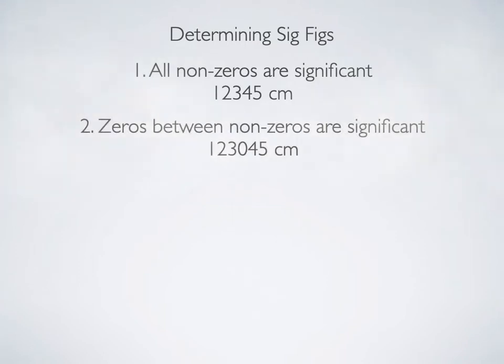Rule number 2. Zeros between non-zeros are significant. So any zeros sandwiched between non-zero numbers, any number of zeros, we could have 5 zeros in here between the 3 and the 4, they would all be considered significant. You would not pull that 0 off between the 3 and the 4 unless you were pulling it directly off a scale. So this is 123,045 centimeters. That has 6 significant digits, and the 5 is the estimated digit.